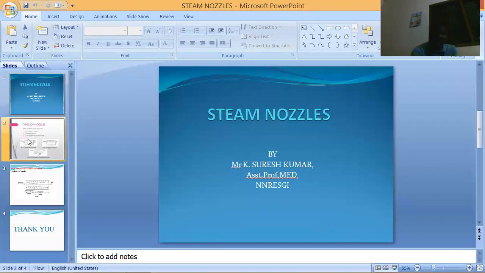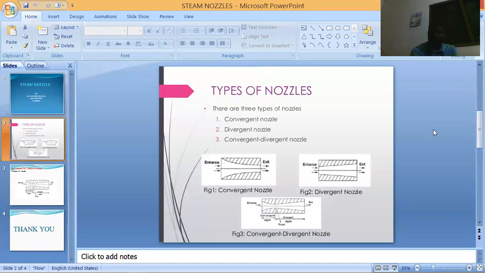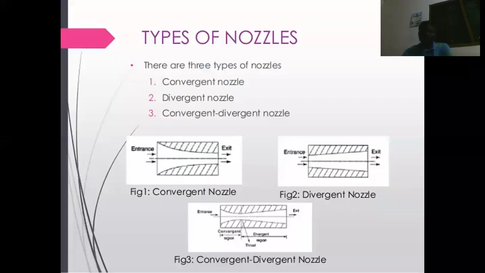varying cross section components. Nozzles are defined as varying cross section components. If you see a cylinder, the cross section of the cylinder is constant, so it is said to be a cylinder. In a cone, the base at one end is different and the other end comes to a point, and that is said to be a cone.